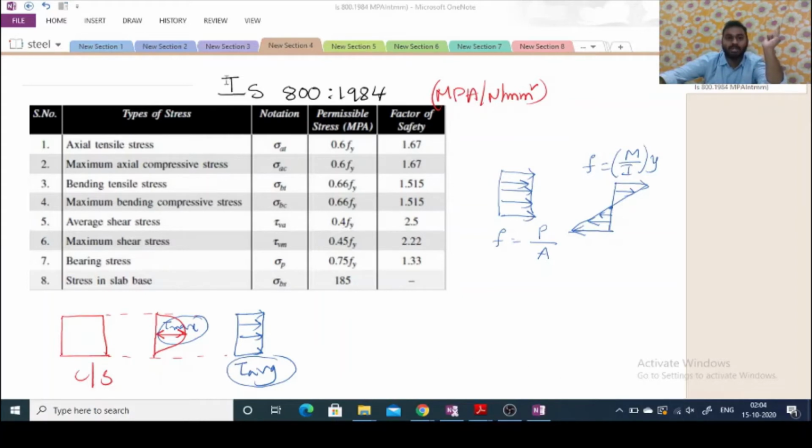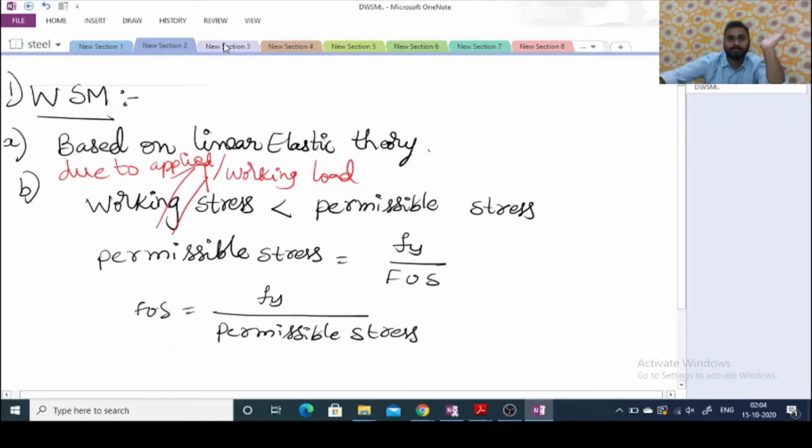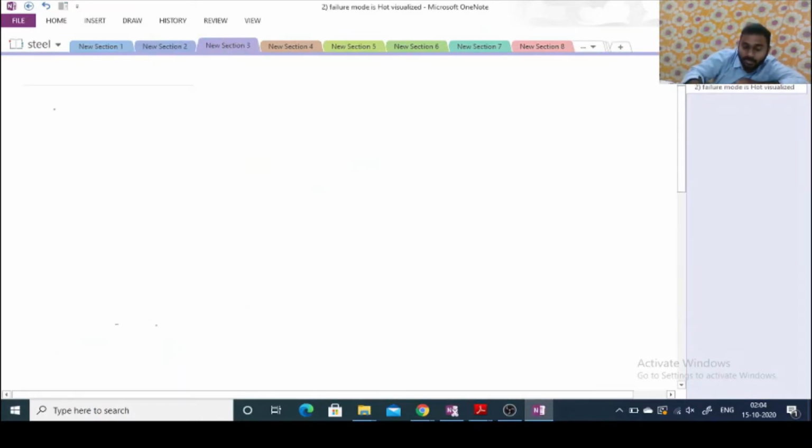Obviously, think one point: as there exist limitations for the working stress method, because of the existence of the limitations in this method of design, further methods have evolved. Otherwise there would be no need to go for further methods. Let us see what those limitations are and how they have been overcome in the further methods. First let us see the limitations, which is most important to discuss to understand the coming methods.